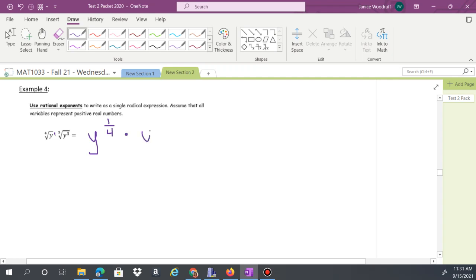And then times y to the top of the fraction comes from inside, so 3. The bottom of the fraction outside, so 5. So I have y to the 1/4 times y to the 3/5. What am I going to do with these exponents? And I'm going to add them. So I want to add 1/4 plus 3/5.